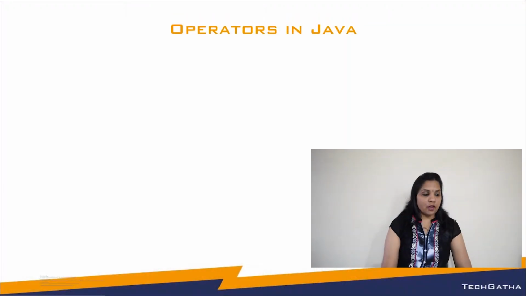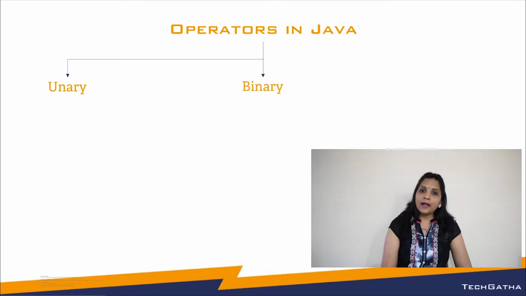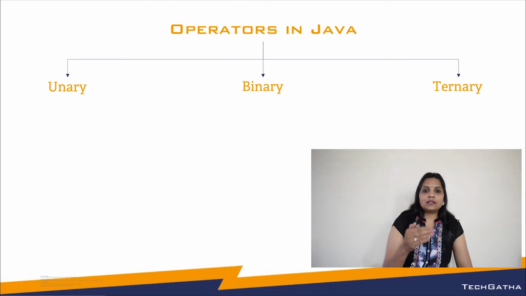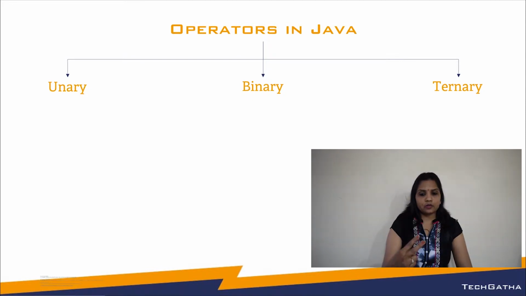Now the types of operators that are available in Java are unary operators, binary operators, and ternary operators. Now why are they called unary, binary or ternary? Because unary means they work on a single operand. Binary, they require at least two operands, or I can say they require two operands. Ternary, they require three operands.